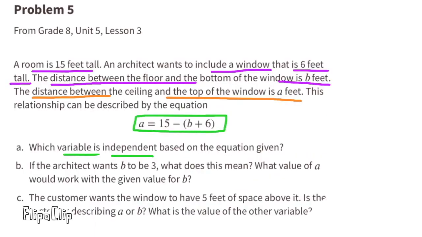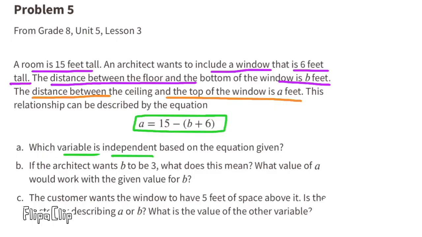Problem number 5 from 8th grade, Unit 5, Lesson 3. A room is 15 feet tall. An architect wants to include a window that is 6 feet tall. The distance between the floor and the bottom of the window is b feet. The distance between the ceiling and the top of the window is a feet. This relationship can be described by the equation a equals 15 minus b plus 6.